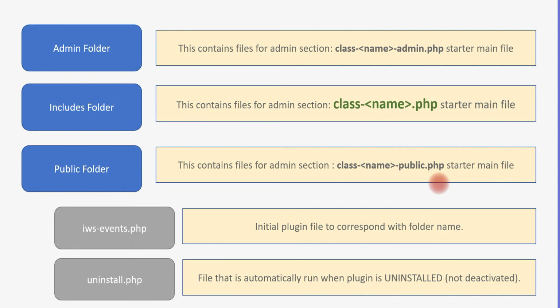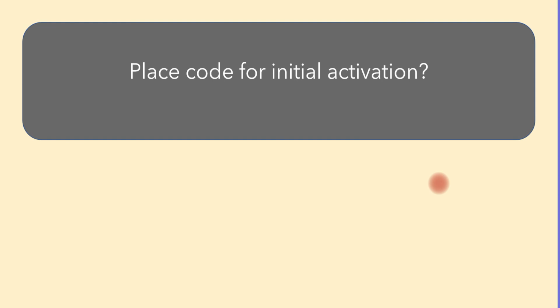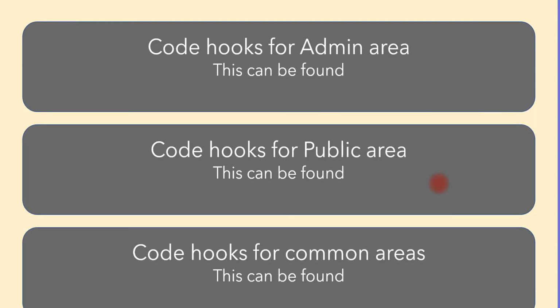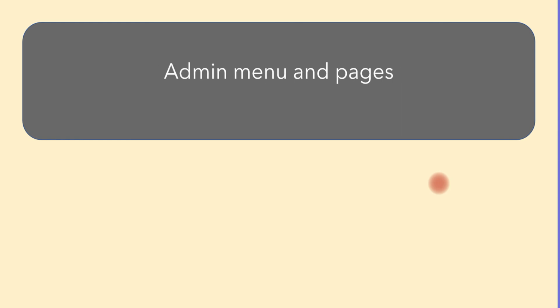And as we go through, we're going to look at the basic structure. We're then going to look at, I've got plugin naming details for my WordPress plugin, where do I put it in the boilerplate? Where do I put code for initial activation, deactivation, uninstall? Where do I put things if I want an admin hook, public hook, common hook? How do I code a front-end page on the plugin template so it's all self-contained? How do I do my admin and menu pages? And then finally anything miscellaneous.